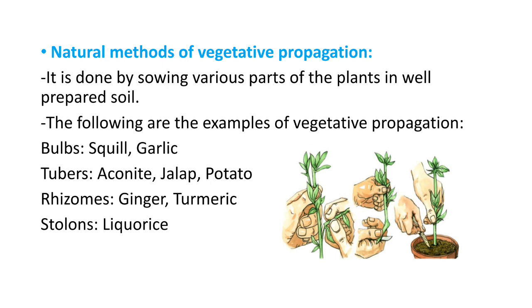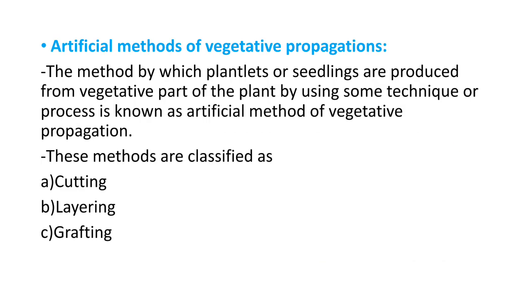First, natural method of vegetative propagation. It is done by sowing various parts of the plant in well-prepared soil. The following are examples of vegetative propagation. In bulbs, it includes squill and garlic; in tubers, aconite, jalap, potato; in rhizomes, ginger, turmeric; in stolons, licorice.